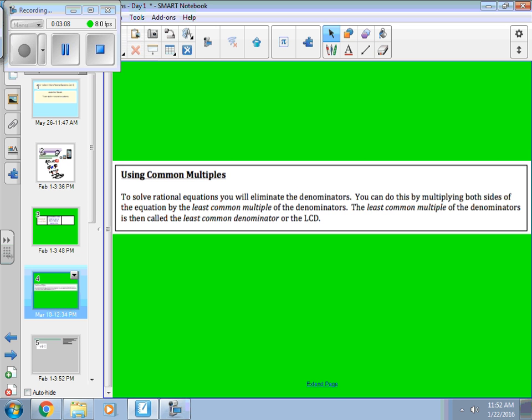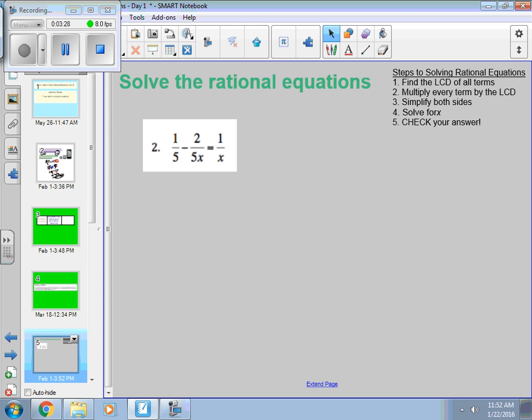All right, to do this we're going to be using common multiples. To solve rational equations, you will need to eliminate the denominators. You can do this by multiplying both sides of the equation by the least common multiple of the denominators. The least common multiple of the denominators is called the least common denominator. So we want to try to get the least common denominator in all of these. On number 2, that's what we're going to start out with. What is the least common denominator?